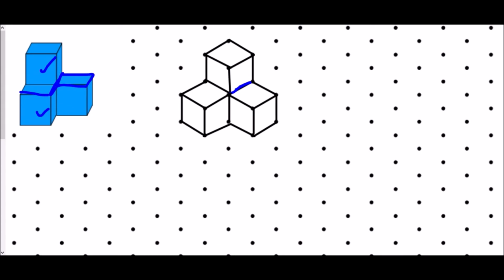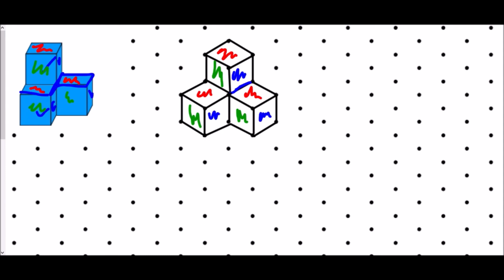If we look at the different views again, we could see three top pieces, and we have that here, 1, 2, 3. We could see three front pieces, here, here, and here. And there they are. And we could also see three side pieces, here, here, and here.